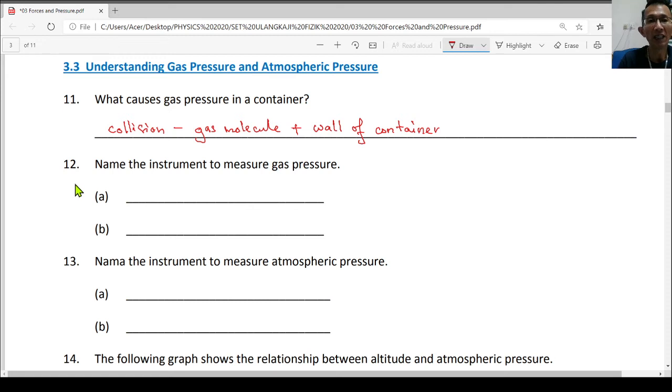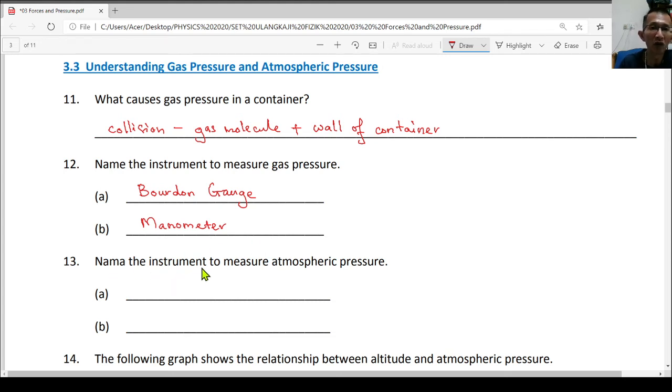Okay, 12. Name the instrument to measure gas pressure. So we've learned two gauges. The first one is the Bourdon gauge. And the second one is the manometer. Alright, so these are the instruments.